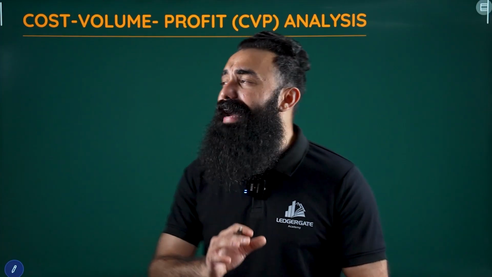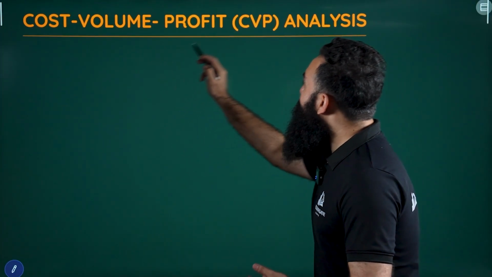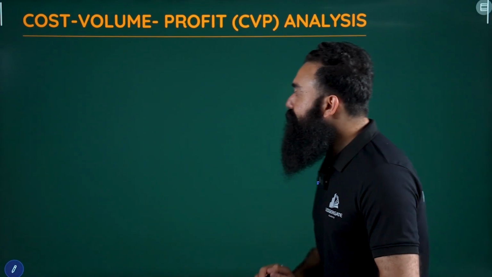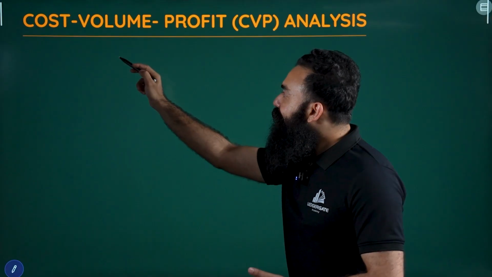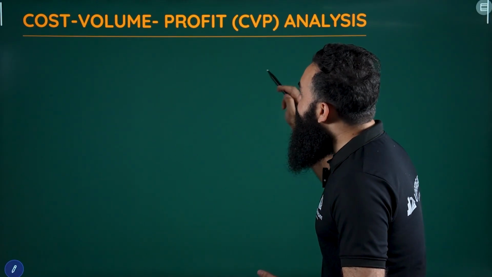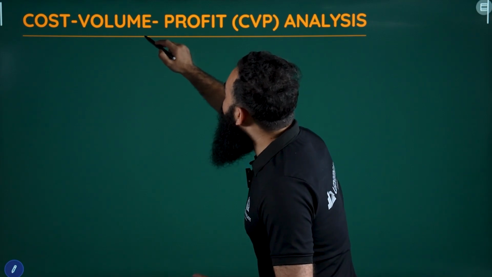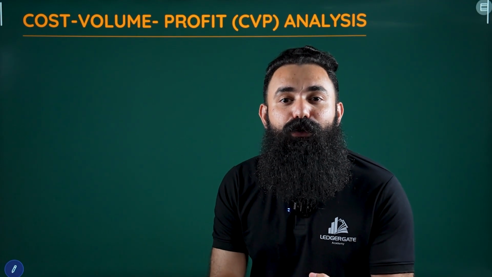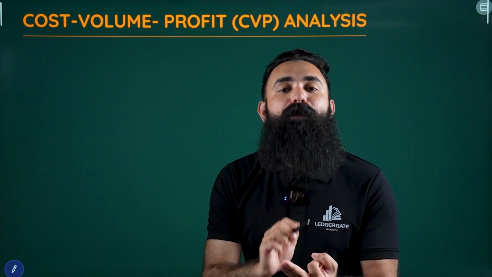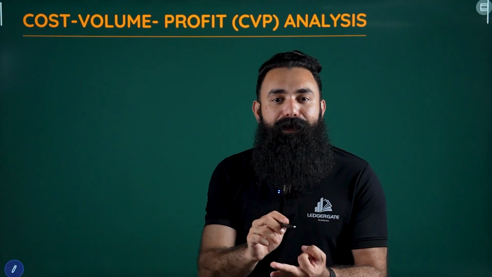So what does this actually measure? Cost, volume, profit analysis is an internal decision making tool which is used to analyze the relationship between cost, volume and profit. That means the relationship of revenue with cost and profit. So this is what we are going to measure in this topic.